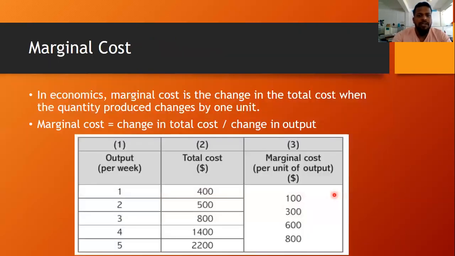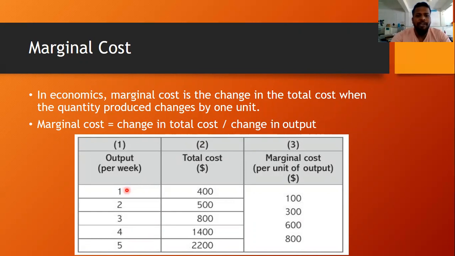Then when it comes to marginal cost, in economics, marginal cost is the change in the total cost when the quantity produced changes by 1 unit. For example, the per unit cost: in order to produce one more additional unit, what is the additional cost? We can say changes in total cost divided by changes in output will be considered the marginal cost.